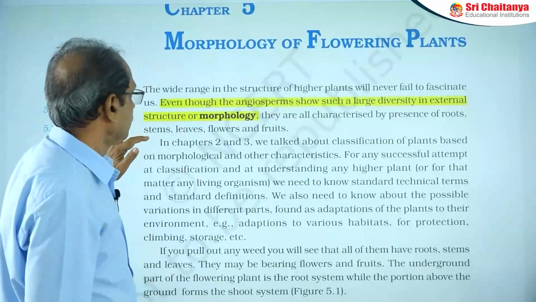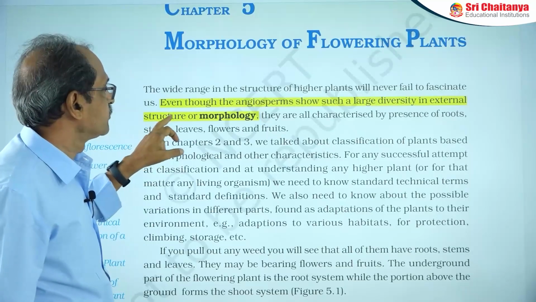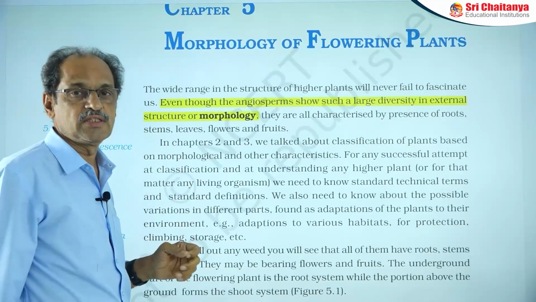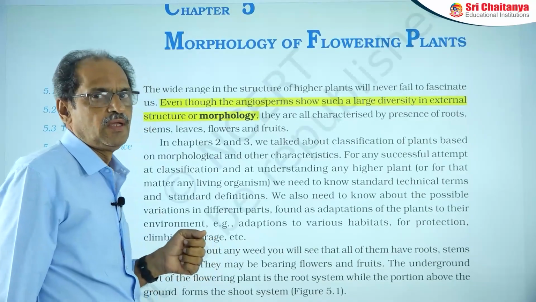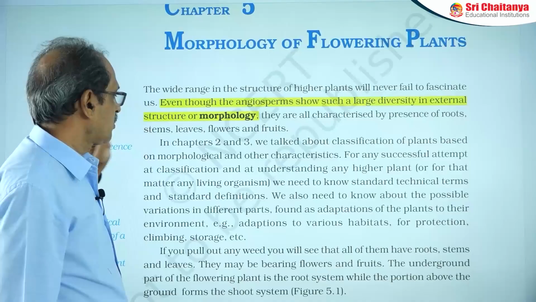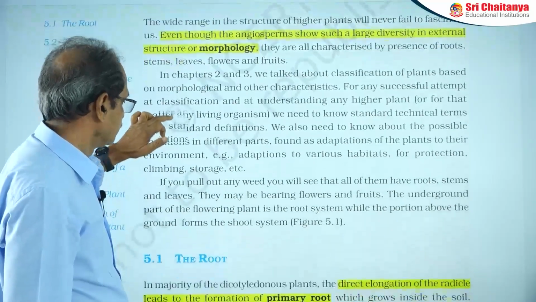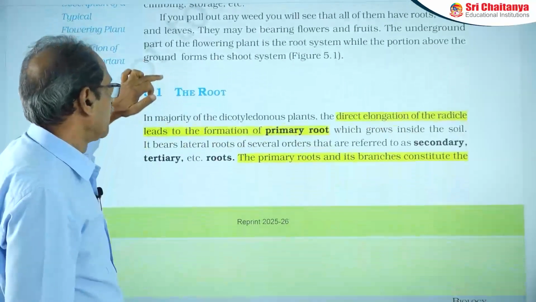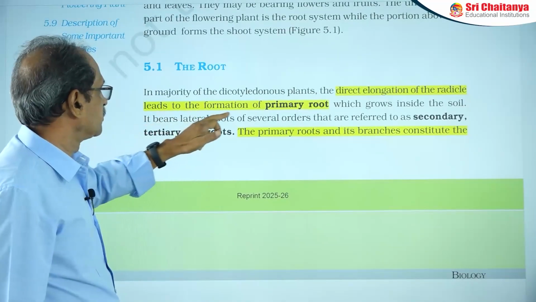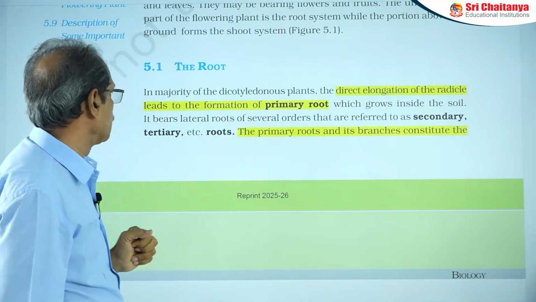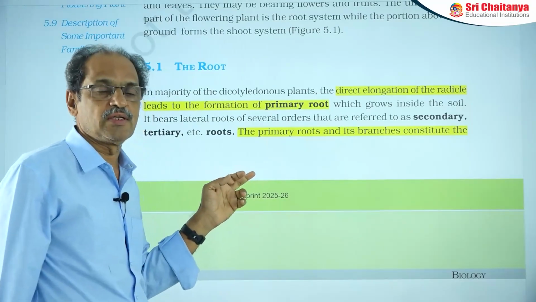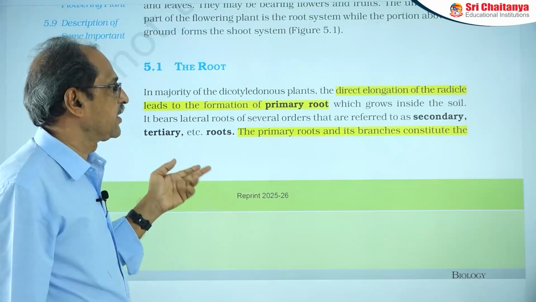Next, angiosperms show large diversity in the external structure or morphology. This is one of the vast subjects, with great diversity in external structure, that is morphology. Coming to the root, the direct elongation of the radicle leads to the formation of the primary root. On the surface of the primary root, you can see the development of secondary roots, tertiary roots and rootlets.